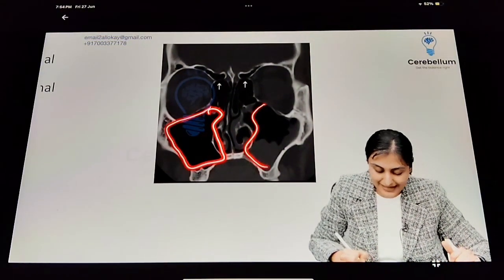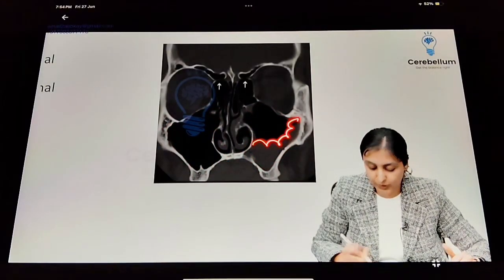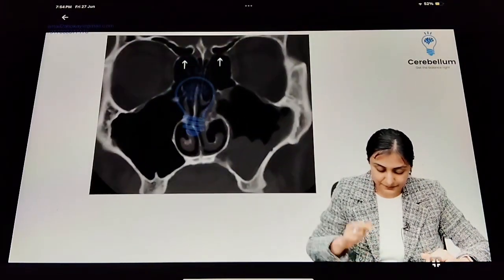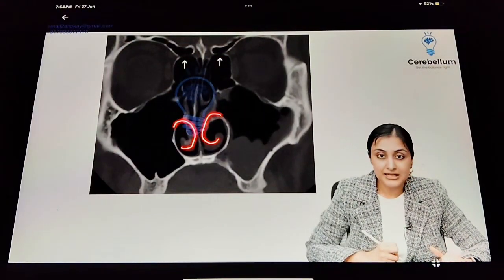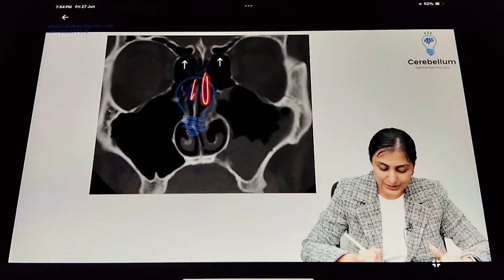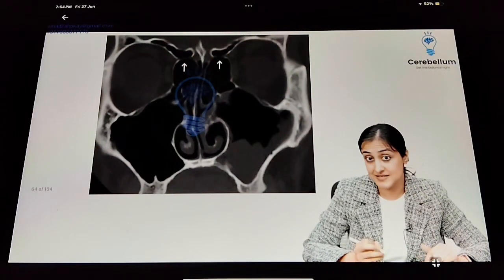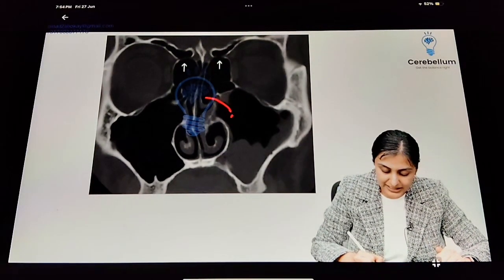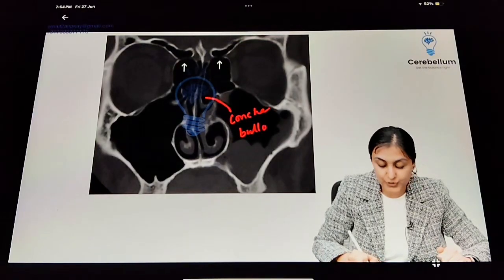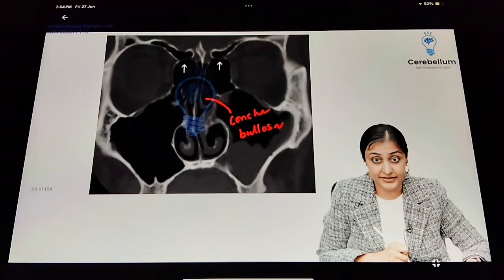First of all, these are the maxillary sinuses, and you can see that there is this polypoidal thickening of the left maxillary sinus. These are the inferior turbinates. These are the middle turbinates. You can see that on the left side, the middle turbinate has some air. So a pneumatized middle turbinate is called concha bullosa. So this is a middle turbinate which has air in it, right?